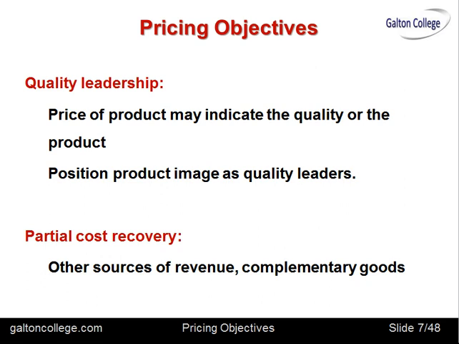Partial cost recovery. Well, other sources of revenue, for example from complementary goods, may be taken into account. There may be some element of complementarity with other goods. I mean, for example, computer consoles for games may be relatively cheap because the games are so expensive. Or printers for computers may be relatively cheap because the ink or the printing material is so expensive. So there may be a possibility of pricing the product in a way that enables it to get sales, but then makes the profit subsequently on peripherals.